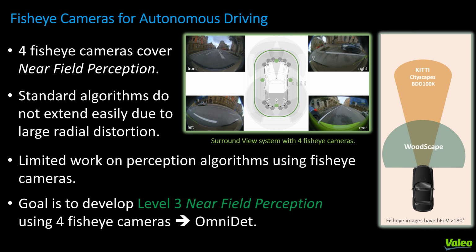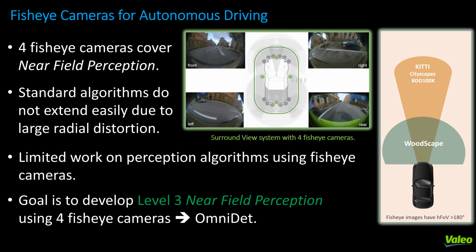Our developed framework is called OmniDet for two reasons. Firstly, Omni can be used for wide-angle omnidirectional cameras. Secondly, the word Omni means all, and we are detecting all the necessary objects. Thus, it is a framework that does a 360-degree near-field detection.